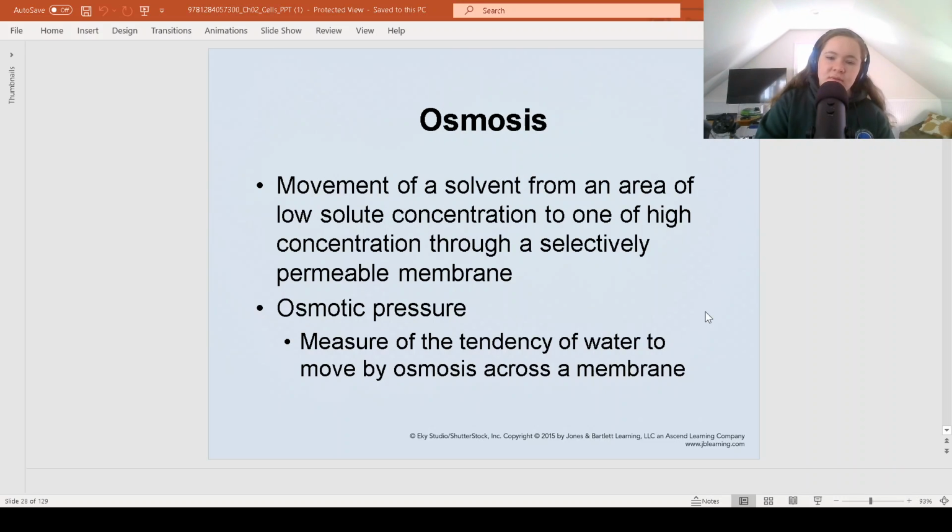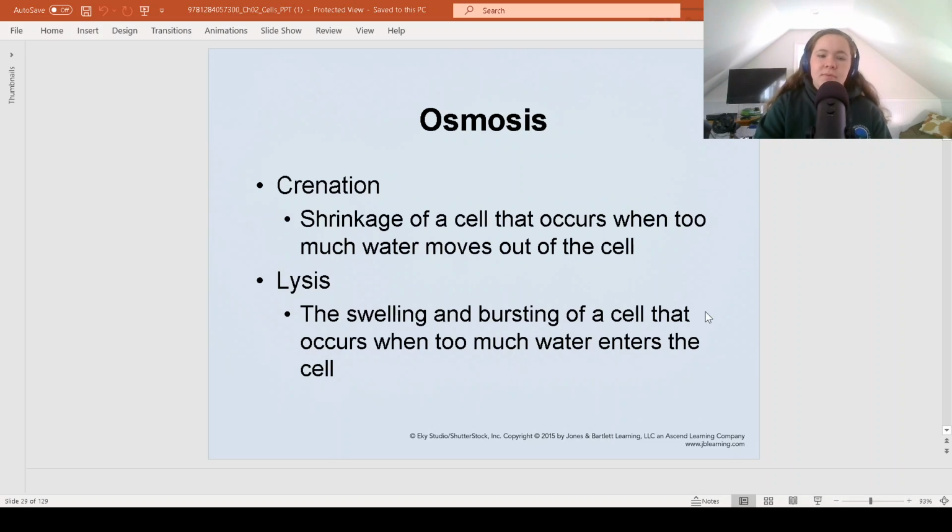Movement of a solvent from an area of low solute concentration to one of high concentration through a selectively permeable membrane is osmosis. Osmotic pressure is the measure of the tendency of water to move by osmosis across a membrane. Crenation is the shrinkage of a cell that occurs when too much water moves out of the cell. It kind of looks like a raisin under a microscope. Lysis is the swelling and bursting of a cell that occurs when too much water enters the cell, and it looks like confetti whenever it explodes.